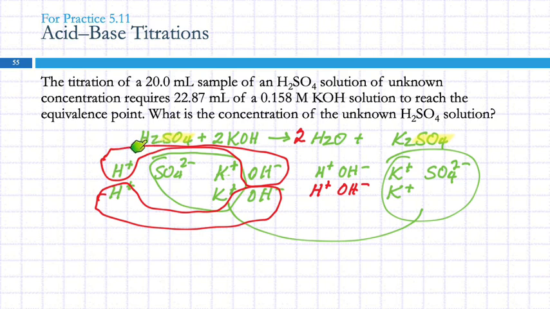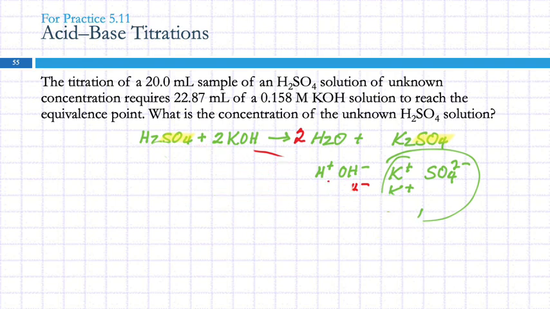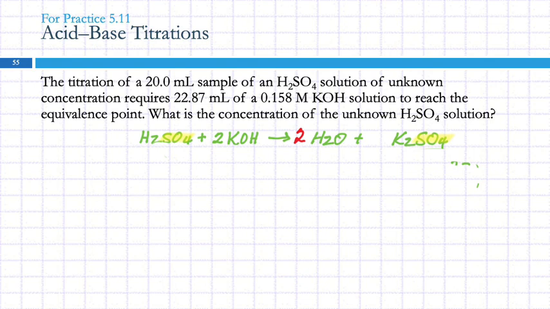Here, the acid is a polyprotic acid, H2. That tells me I need to balance this. It's not going to just be a 1-to-1. Let's see if I can erase this because I need this space now for something else. So now I came up with my balanced chemical equation.